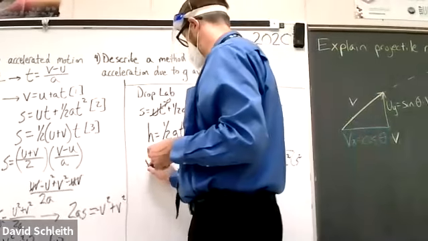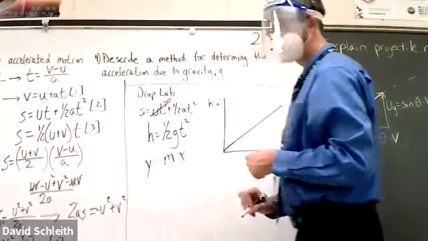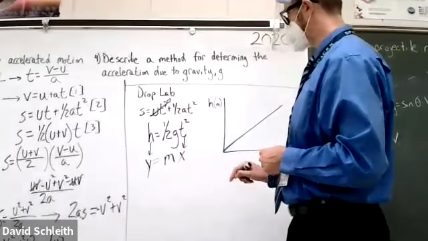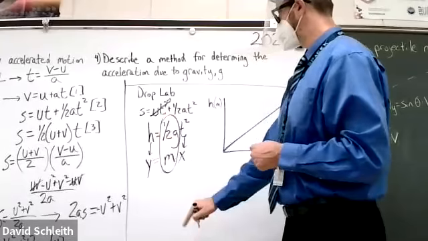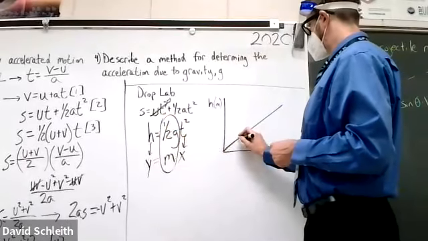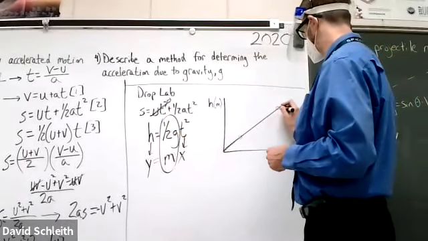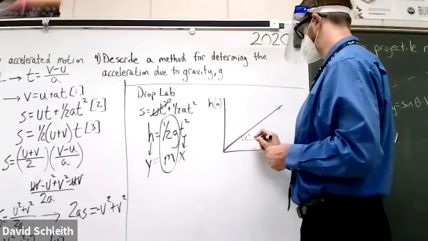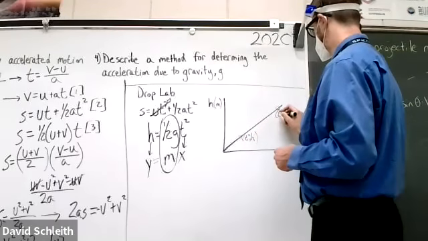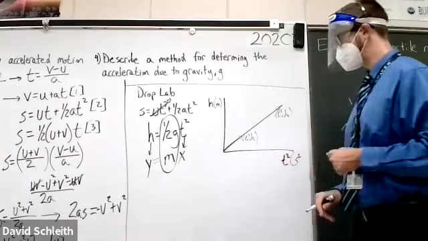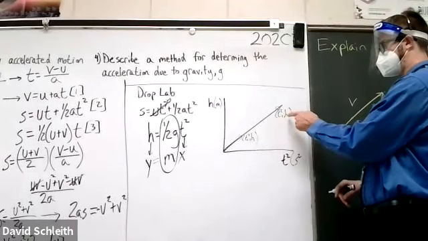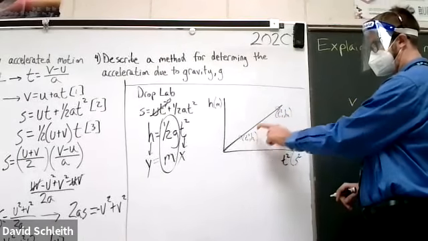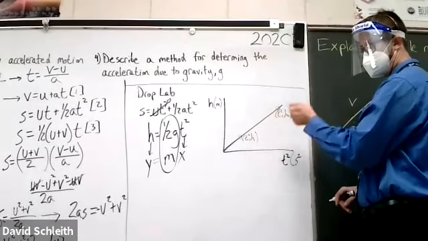Because we have an equation of a line, y equals mx. And so by plotting h on the y-axis against t squared on the x-axis, we can see that the slope of our best fit line should be equal to 1/2 g. And so by plotting our data, finding two good points on our best fit line with coordinates t squared 1, h1, t squared 2, h2, or x1, y1, x2, y2, we use the slope formula. We'll have a numerical value for that.